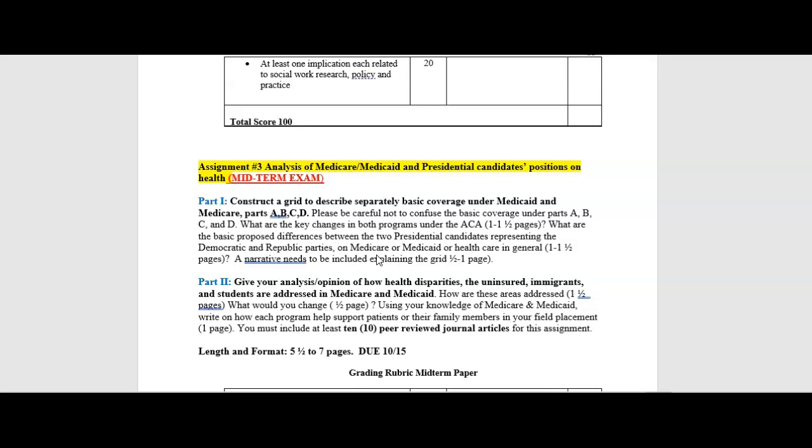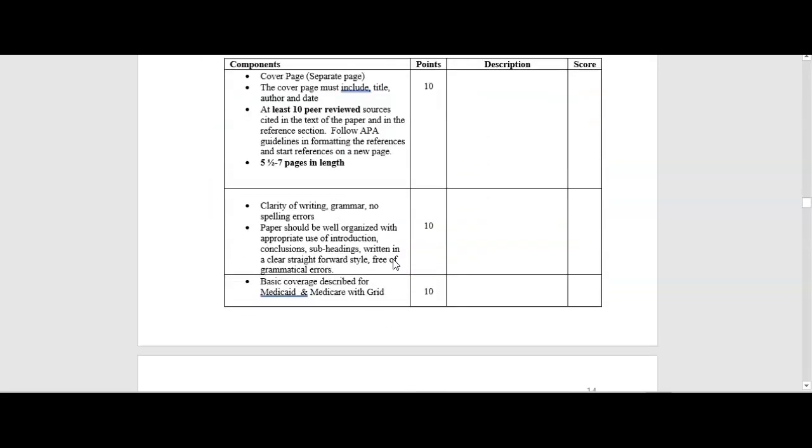You must include at least 10 peer-reviewed journal articles for this assignment. This assignment is 5.5 to 7 pages long, which gives you some room and a range in which to write. And this is due October 15th, and this is the rubric for this assignment.